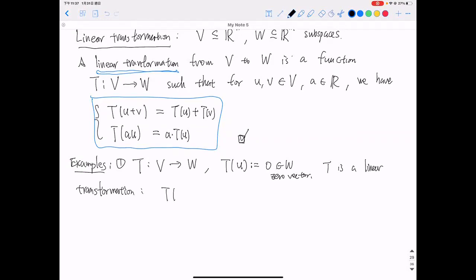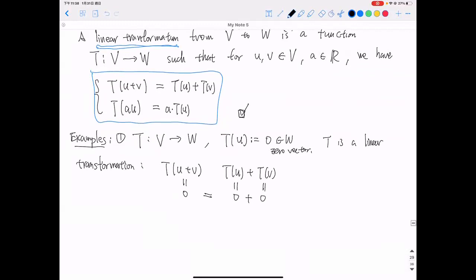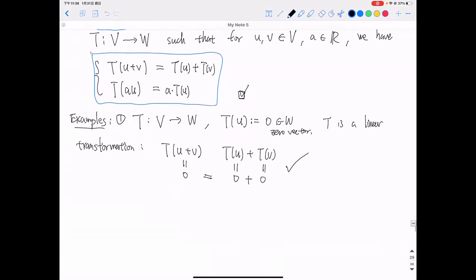And to see this, we just have to verify the two required properties. So we have to consider T of U, T of V, and T of U plus V. But by definition, T sends everything to zero. So this is just 0 and 0 and 0. And we know that the zero vector satisfies the property that 0 equals 0 plus 0. So the first requirement is certainly true.